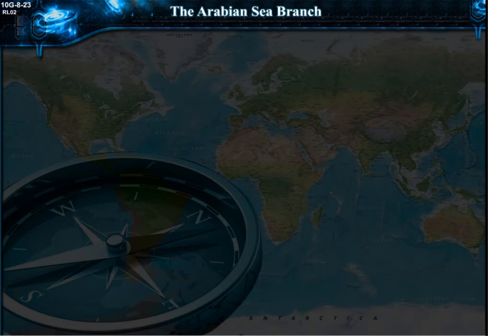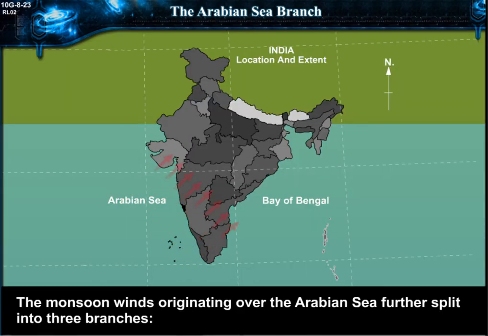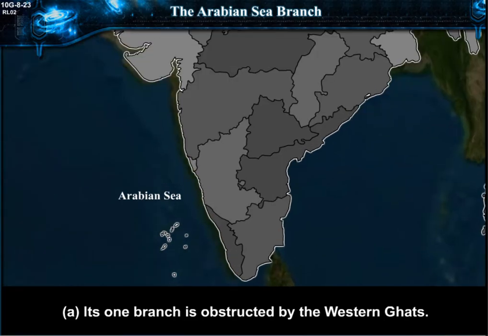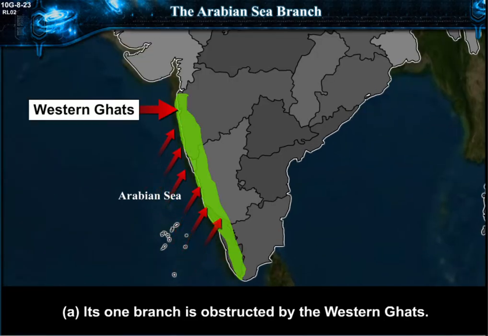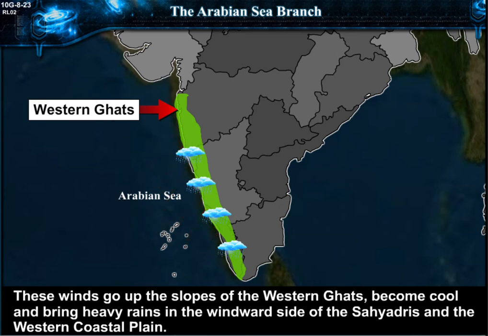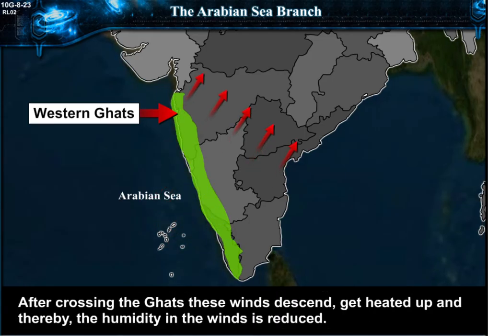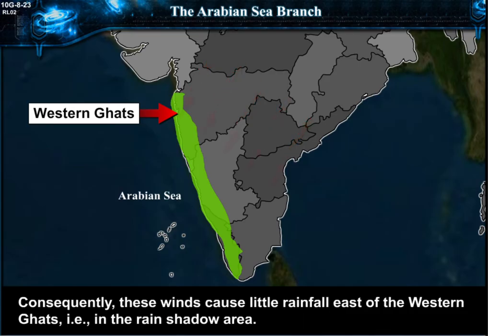The Arabian Sea branch. The monsoon winds originating over the Arabian Sea further split into 3 branches. A. Its one branch is obstructed by the Western Ghats. These winds go up the slopes of the Western Ghats, become cool, and bring heavy rains in the windward side of the Sahyadris and the western coastal plain. After crossing the Ghats, these winds descend, get heated up, and thereby the humidity in the winds is reduced. Consequently, these winds cause little rainfall east of the Western Ghats, that is, in the rain shadow area.